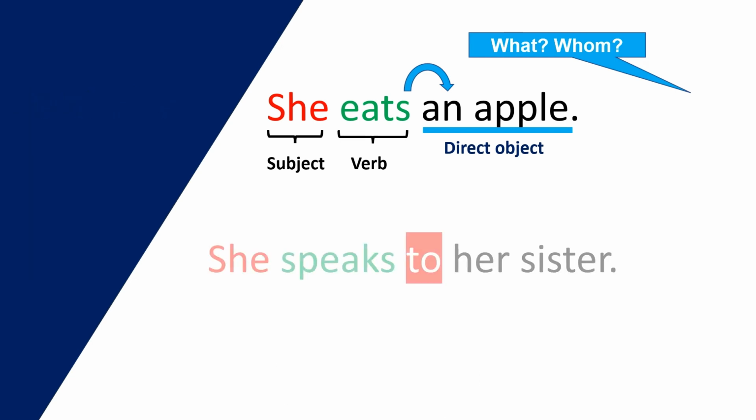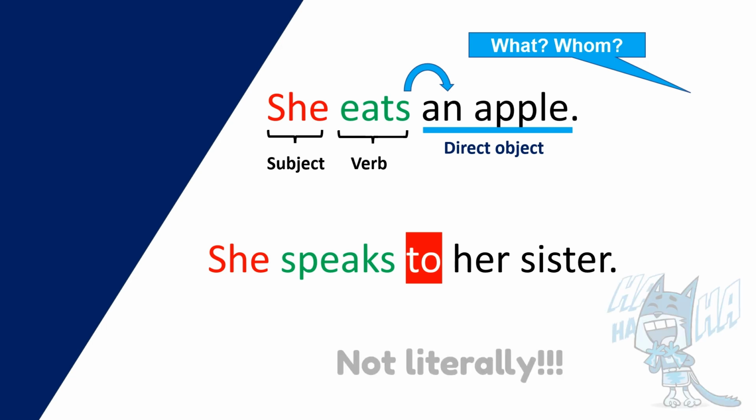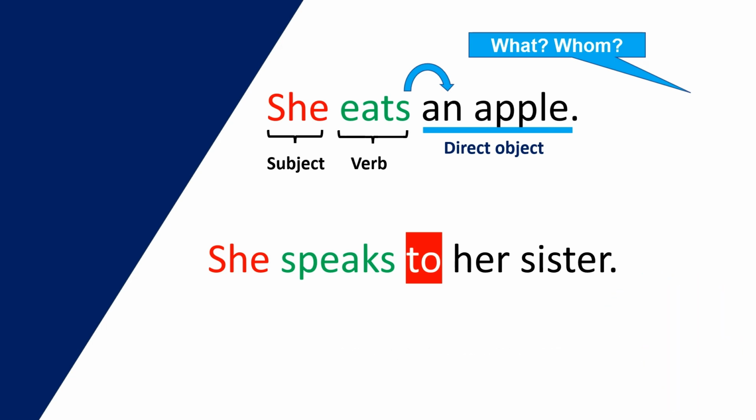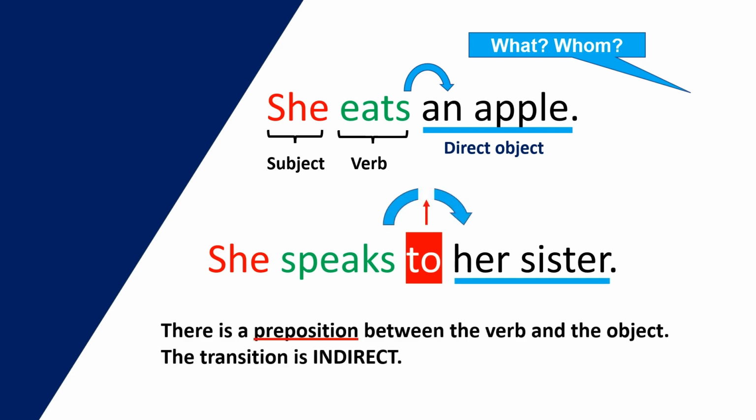Now if we take another sentence, she speaks to her sister, we still have she as the subject, speaks as the verb. We've got her sister, which is an object, but this time the route between the verb and the object is not direct. It is interrupted. There is a preposition, the preposition to, between the verb and the object. Therefore, the transition is indirect. And that's why we say that the object is an indirect object.